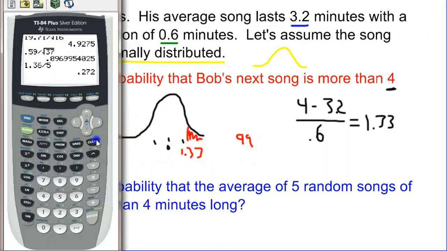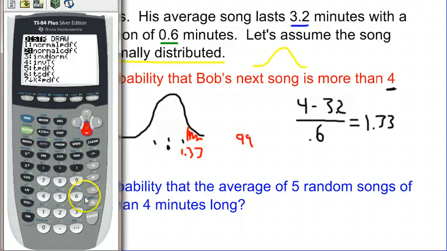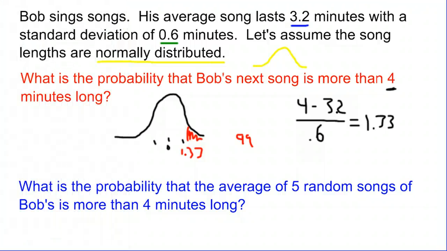So we take out the calculator and we do second distr for our distributions, normal CDF, and my lower bound, my left side, is 1.33, and throw in an extra 3 there because it's 3 repeating. My right side is 99, and when I calculate that, it's going to give me an area of 0.091. So 0.091 is the area under there. It also is the probability that Bob's next song is more than 4 minutes long. So 0.091 is the answer to the original question.